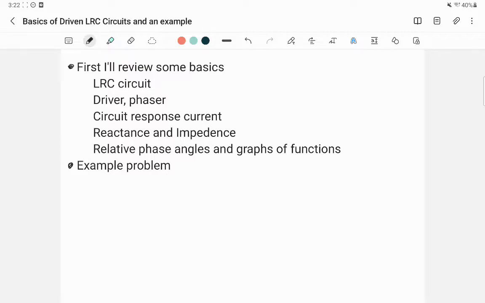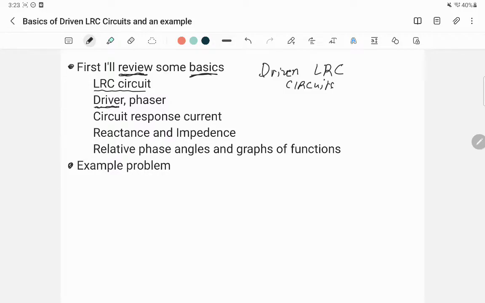What I'm going to do in this video is spend the first part doing some review of some basic things about driven LRC circuits. I'm going to draw a picture of the circuit, tell you what the driver is, and then represent the driver with a mathematical technique that looks like vectors, but is actually a phasor.